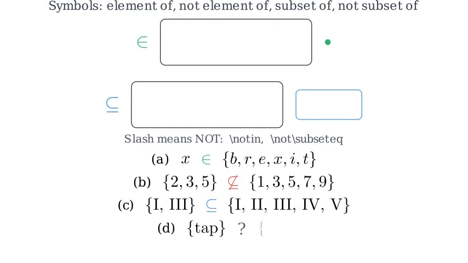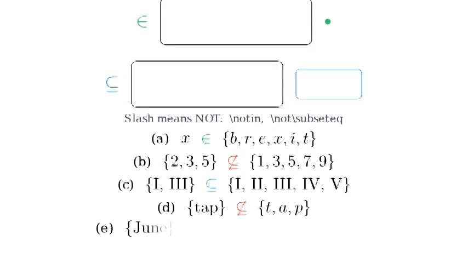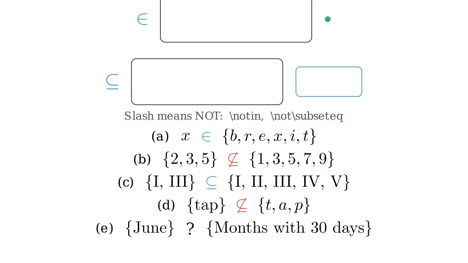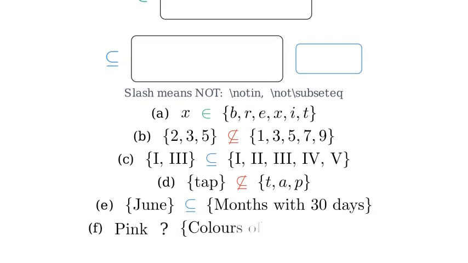Item D. The left side is the one element set whose single element is the word tap. That is not the same as the letters T, A, P, so it is not a subset. Item E. June has 30 days, so the set containing June fits inside the set of months with 30 days. Subset symbol. Item F. Pink is not one of the colors of the Nepali flag, so not element of.